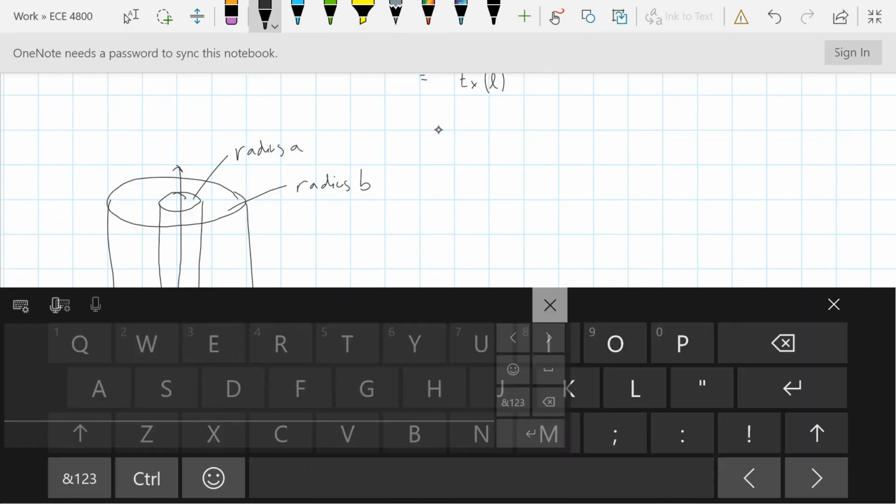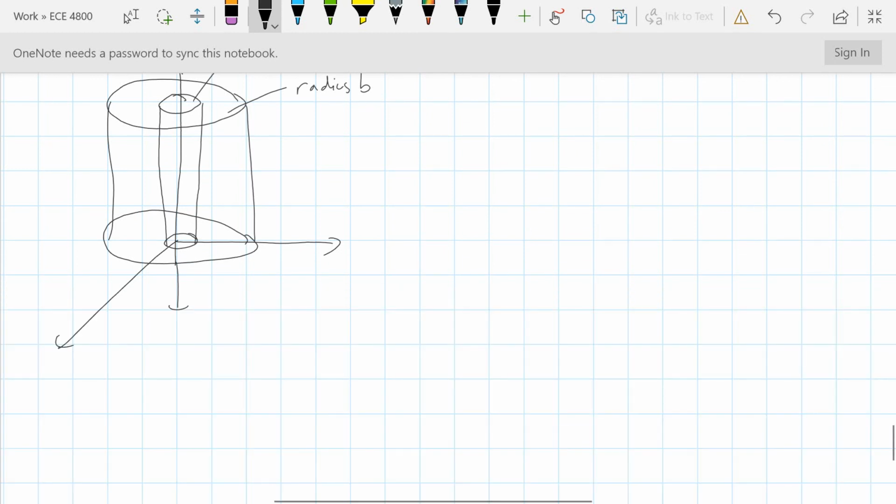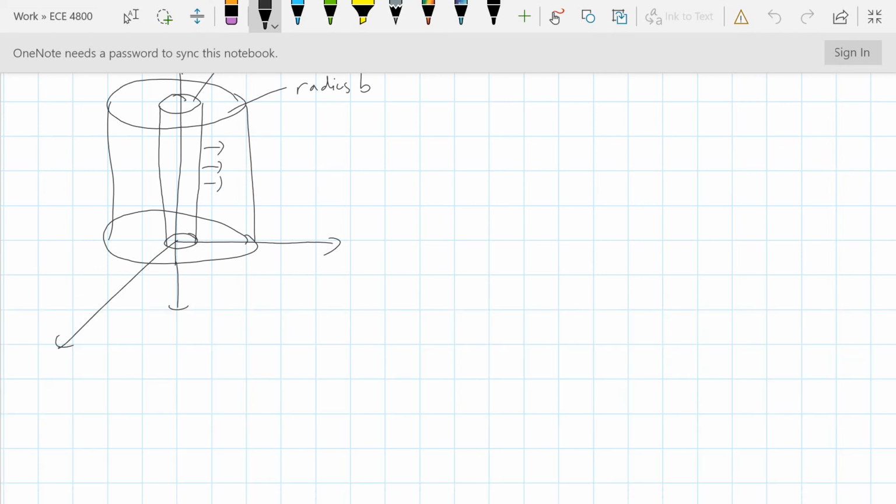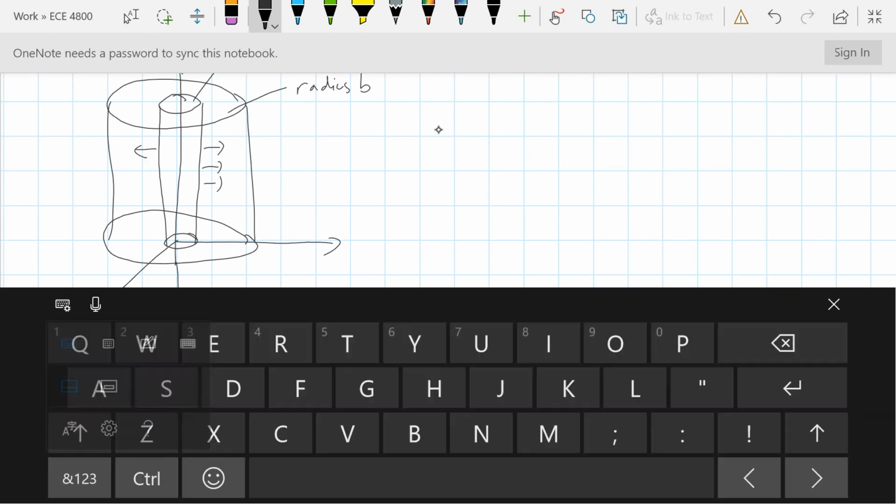So the current is flowing, sorry, this was distracting. I don't know why it's doing that. The current is flowing in this direction. How do I shut this off? The current is flowing in this direction. Gotta shut this off somewhere.